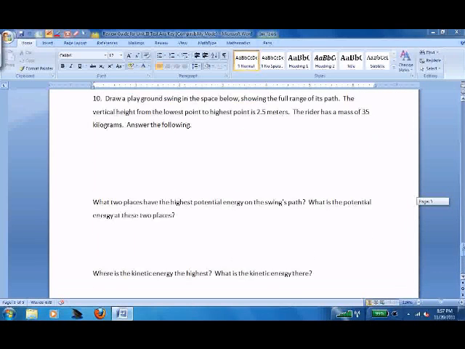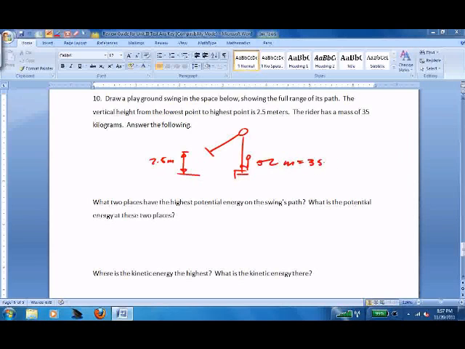Let's pick one more, the last one. So, playground swing. On the swing, as high as possible. Distance there, 2.5 meters. The rider, I'll do my best to put the kid on here, got extra long legs. Mass is 35 kilograms. So, what are the two places that they have the highest potential energy?